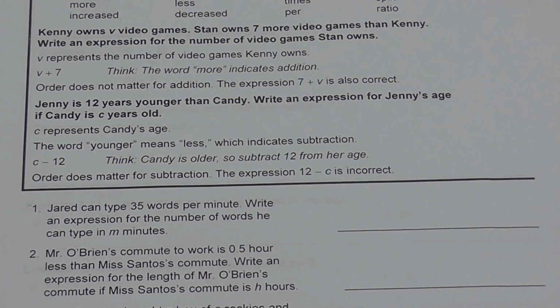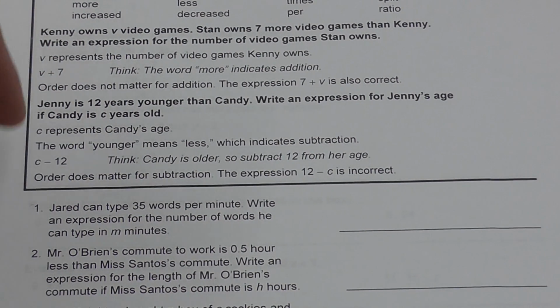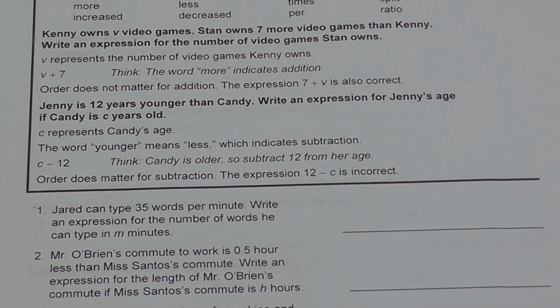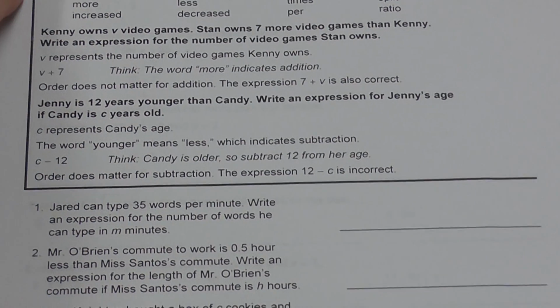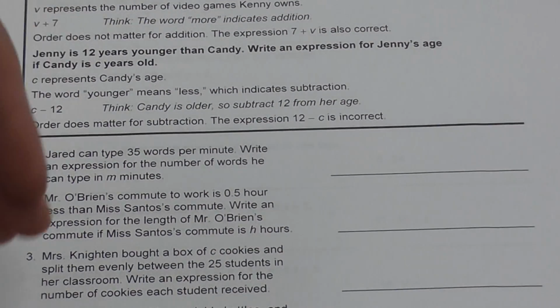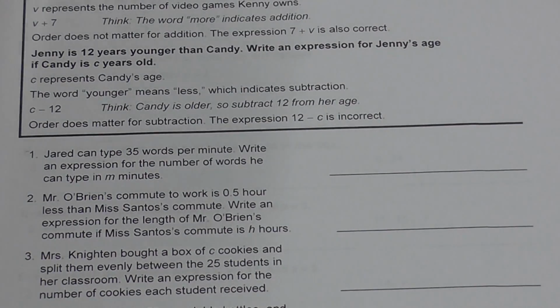Now the expression 12 minus C is not the same. It's not like addition where order doesn't matter. When you're subtracting, order very much so matters. Your bigger number has to be first. Candy's older, it's that age minus 12 years. Alright, so these are just some examples of how we can actually translate these.